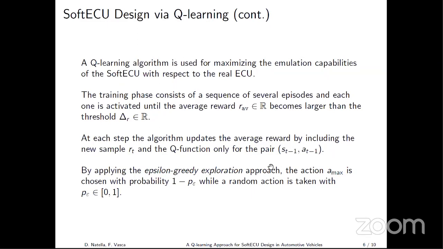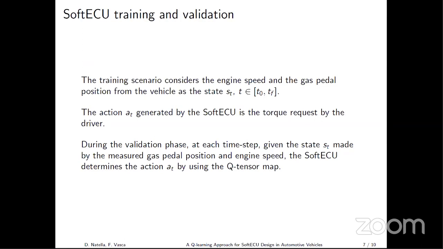Obviously, our application is a real application made in a real car, and it is assumed that the computation time required for the action in the algorithm is much smaller than the sampling period of the control loop. The training scenario consists in considering the engine speed and the gas pedal position of the vehicle as the state, and the action generated by the soft ECU is the torque request by the driver.